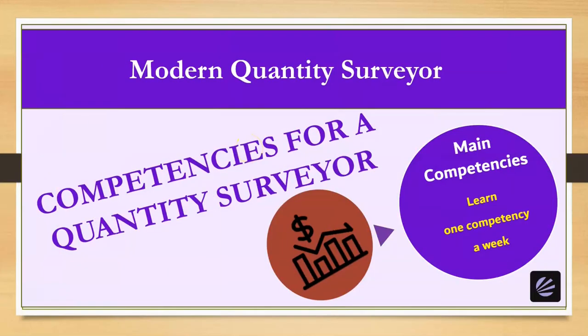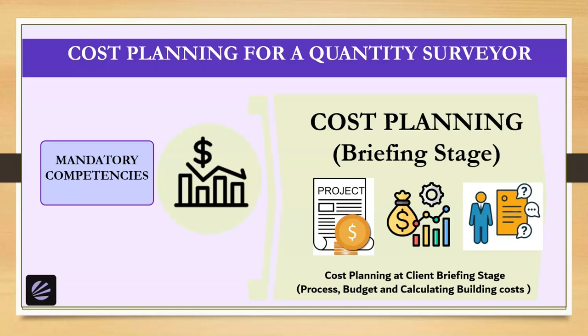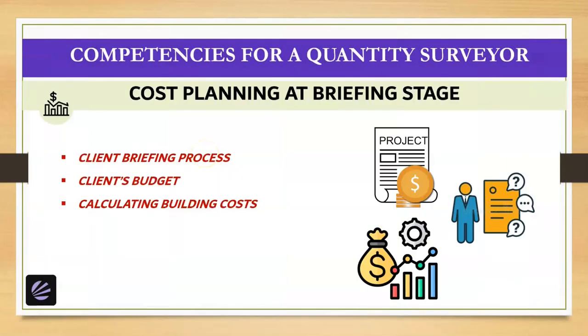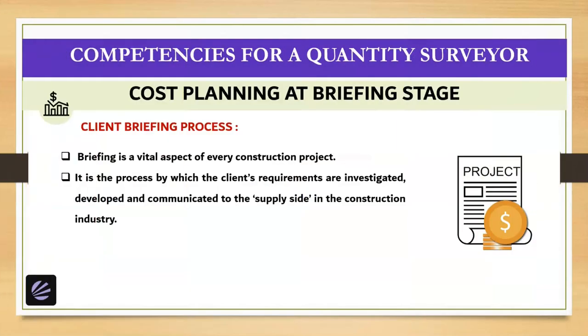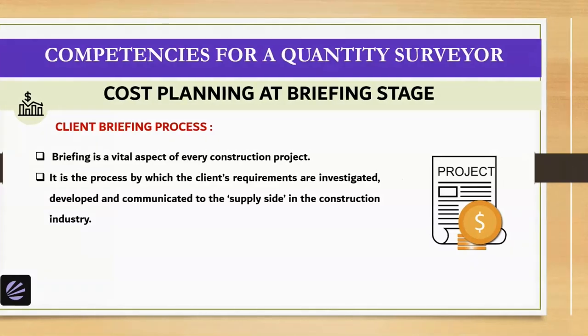So we will continue with the competencies, which is cost planning at the briefing stage. We will look into the client briefing process, the client's budget, and how to calculate the building costs. So the client briefing process is a very vital aspect of every construction project. It is the process by which the client's requirements are investigated, developed, and communicated to the supply side in the construction industry.